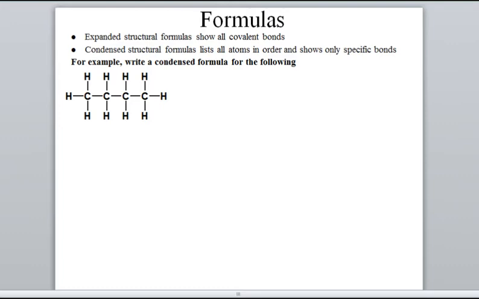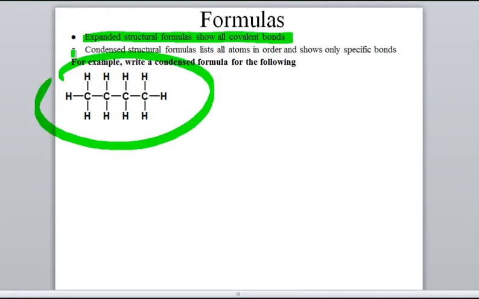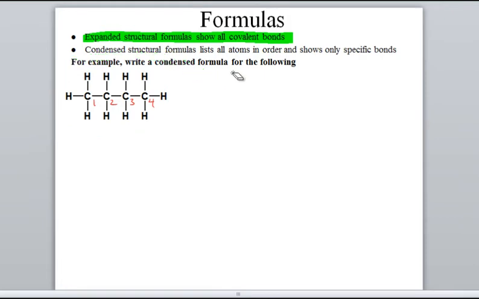First, let's look at an expanded type of structural formula. Expanded means that you're showing all the bonds. So here's an example of butane. There's 4 carbons and 10 hydrogens, and I'm just going to label the carbons as 1, 2, 3, 4. How could you draw this in some sort of shorthand notation? There's actually going to be a number of different ways that we're going to see.